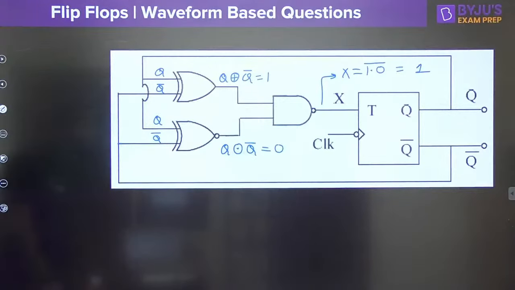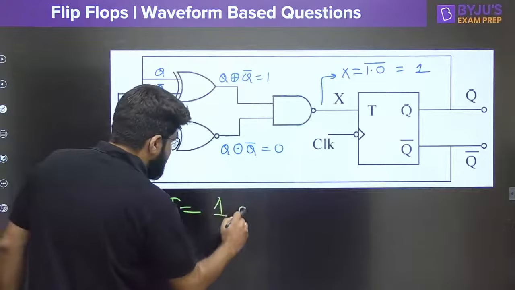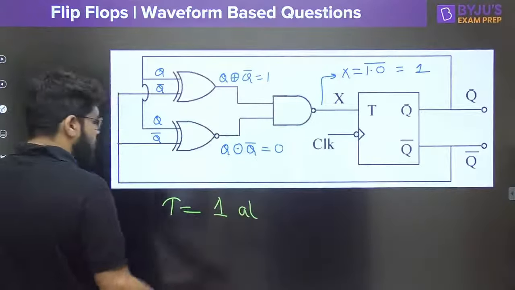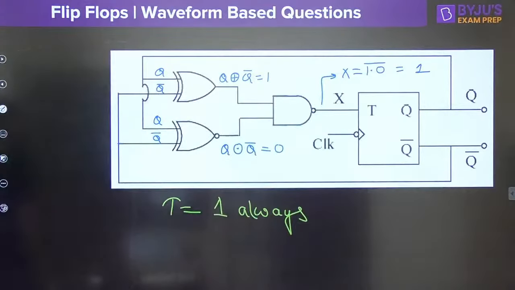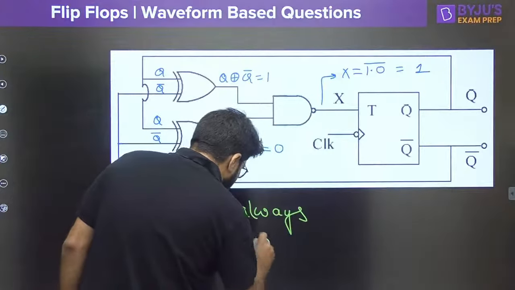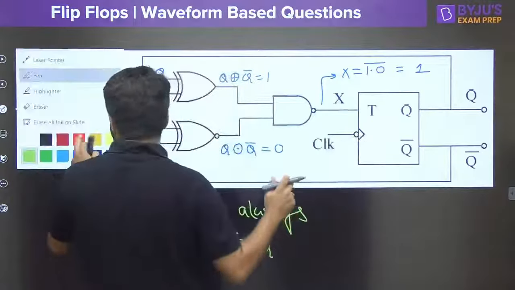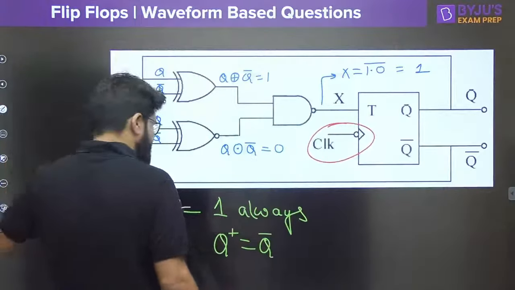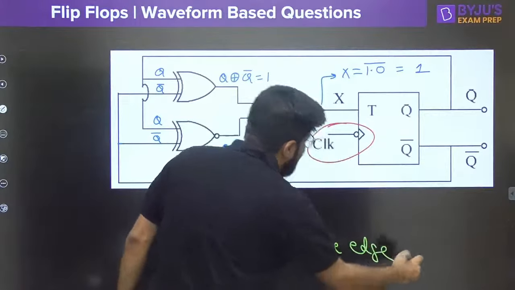Chaliye ji, so T is always equal to 1. What I can say here is T is equal to what? T is equal to 1 always. And if T is equal to 1 always, Q plus equals Q bar on every negative edge, because once again guys, you have to take note that this is a negative edge triggered device. So Q plus equals Q bar on every negative edge.